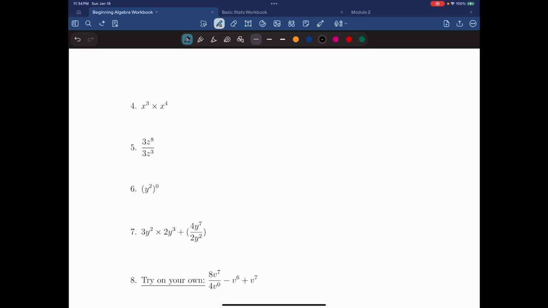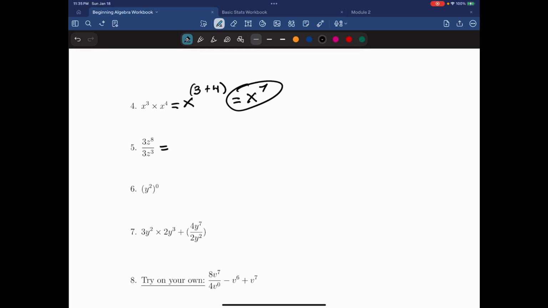Looking at example 4, we have x cubed times x to the 4th power. Now, how are we going to do this? Well, we're going to take x, and because we're multiplying these, this is going to involve the product rule, which, recall, states that we need to add the exponents together. So we're going to have x to the 3rd power, or x raised to 3 plus 4. What's 3 plus 4? That's 7, and we can't simplify x to the 7th anymore, so that's your final answer.